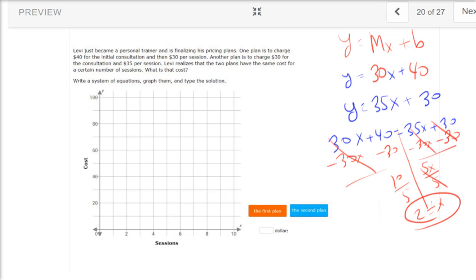So on this one, we're being asked what the cost is. Now that I know X is the number of sessions, if there are 2 sessions, how much is that going to cost? If x equals 2, 30 times 2 is 60. 60 plus 40 is $100. So the answer for number 20 is $100.